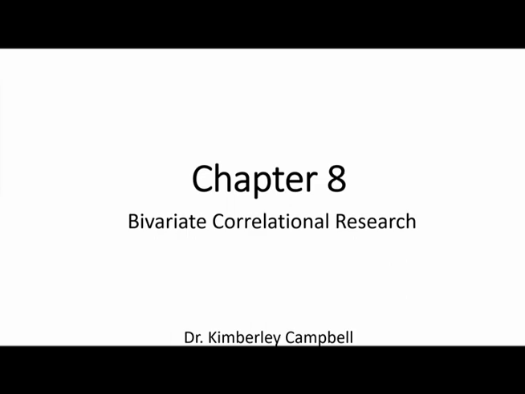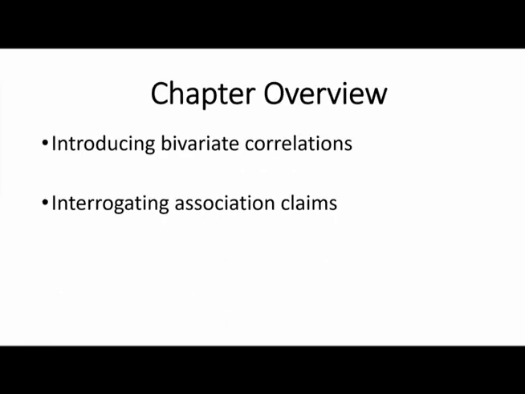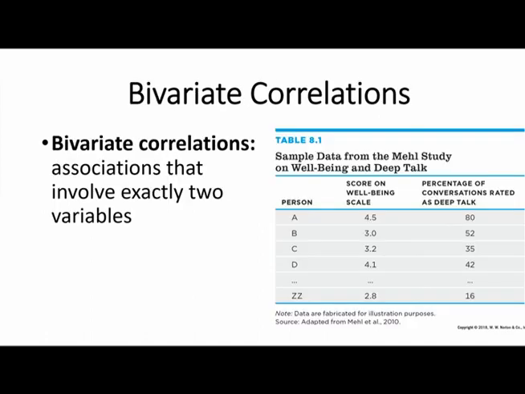Today, we're going to start on Chapter 8, which is all about bivariate correlational research. This chapter is going to focus on two major portions. We're going to start by talking about bivariate correlations and what they are, and then we're going to start looking at how we can interrogate these association claims. So evaluating the types of claims in our four validities that we've talked about before, but how they specifically apply to these types of correlations.